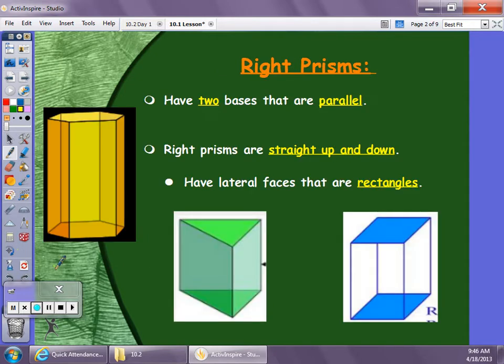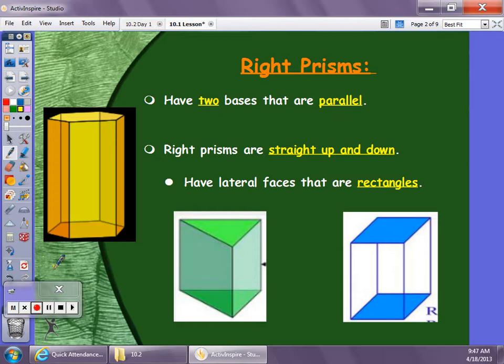There are two types of prisms, right prisms and oblique prisms. Both right prisms and oblique prisms have two bases that are parallel. In a right prism, the sides go straight up and down. These are called lateral faces. All lateral faces in right prisms are rectangles.